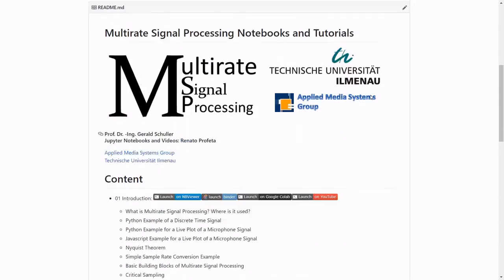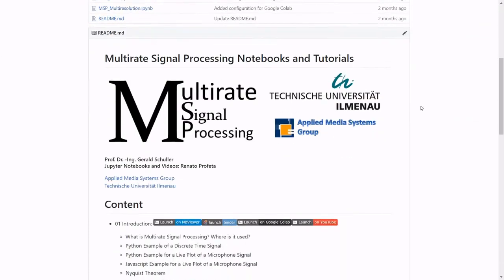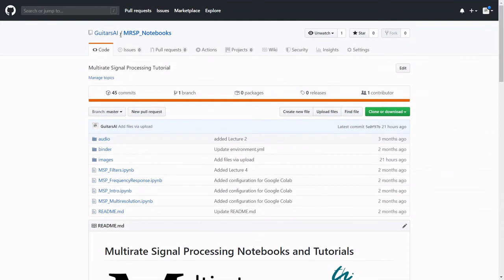So if you want to go deeper into the Z-transform, you can check out the Guitars AI GitHub, the multi-rate signal processing notebooks. So that's it, and see you another time.